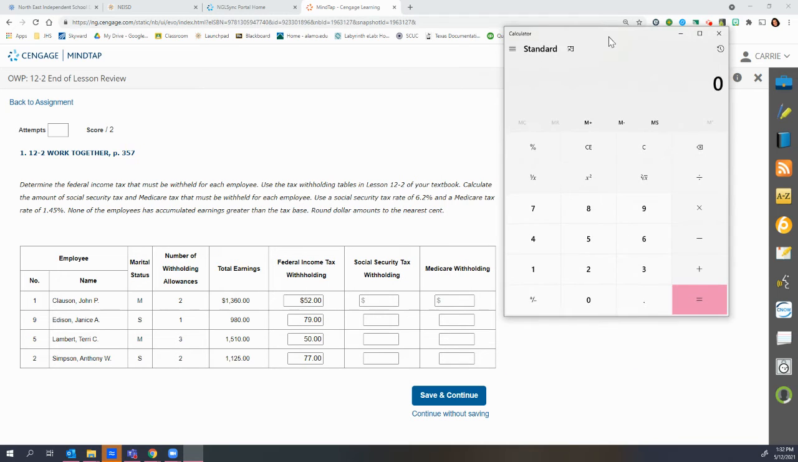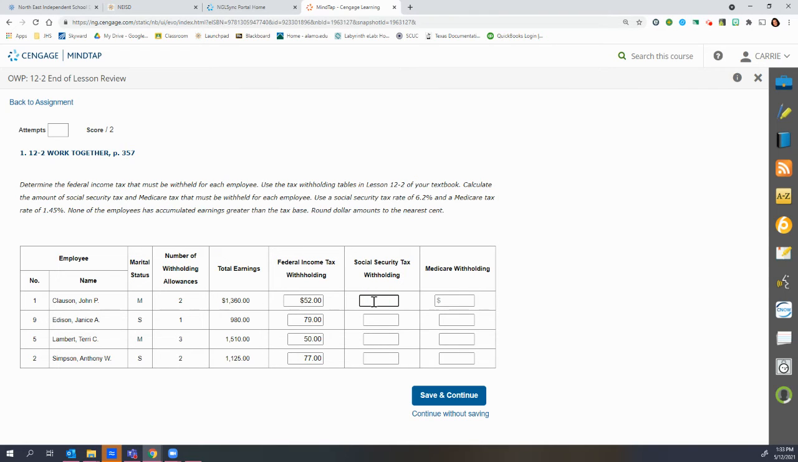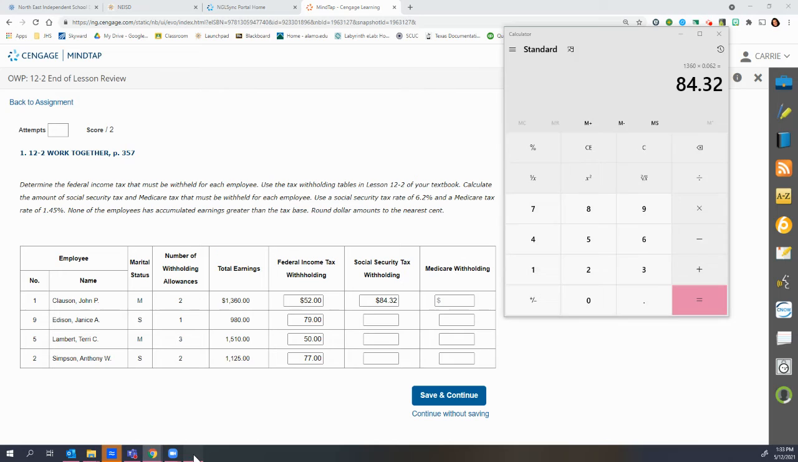It's weird. Okay, so Social Security tax is 6.2%. So I'm going to type in 1360, and I'm going to multiply that by, I can do 6.2 and hit my percent key, and then hit equals, which is 84.32. Or I could do it like this, 1360 times 0.062. Either way. I like to move the decimal myself in my head because I feel like it's easier and there's less things to do.